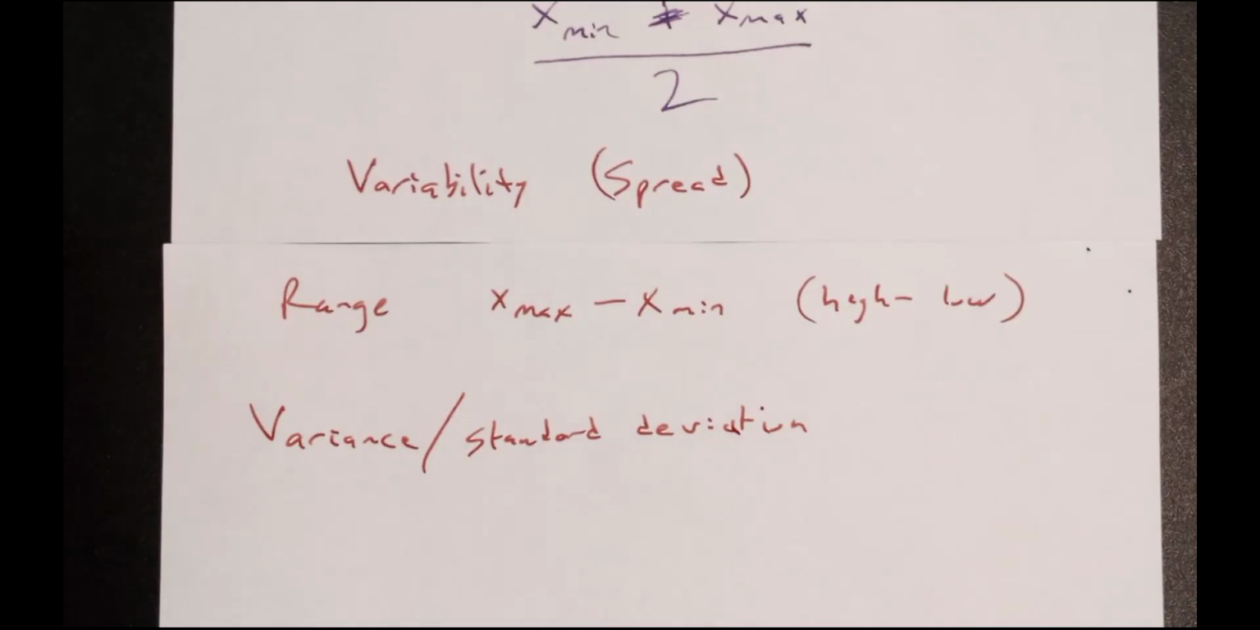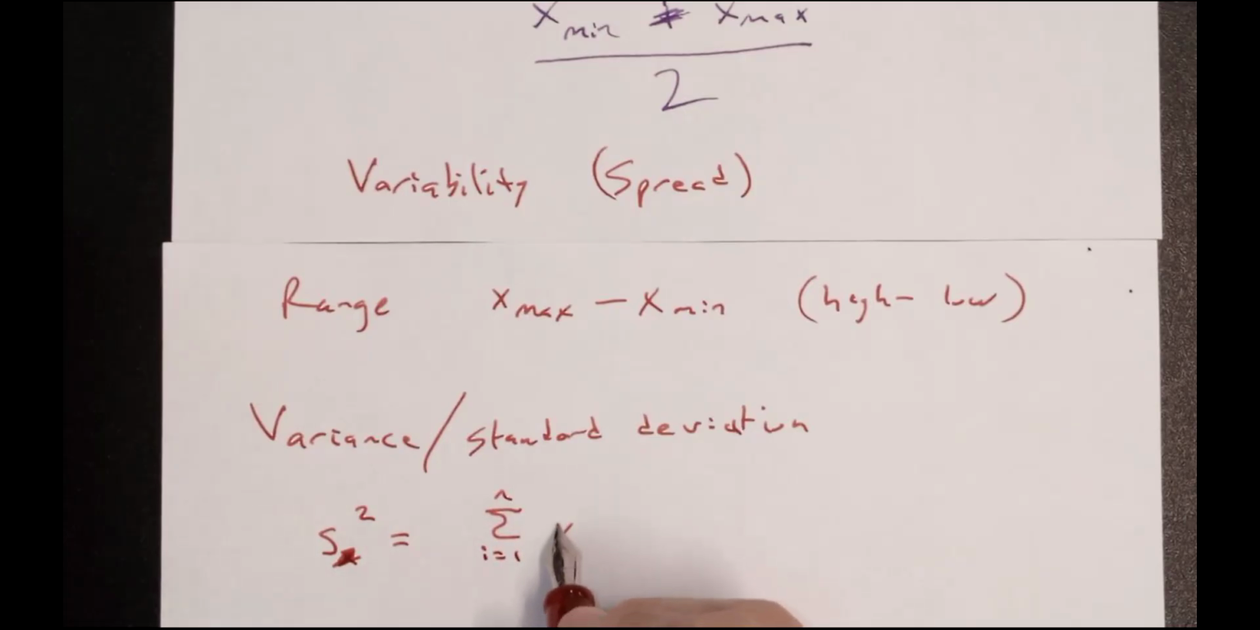The variance and the standard deviation are calculated based off of the mean. Don't put that X down there, I apologize. It's just S squared. It's the sum of xi minus x bar over n minus 1.